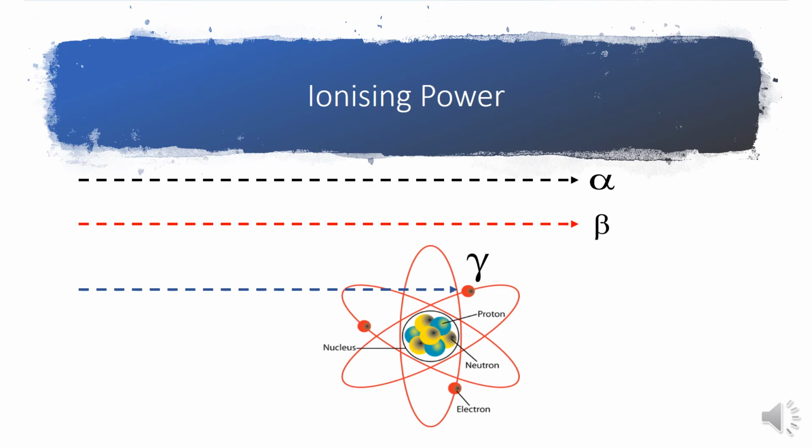So here we can conclude that alpha has the highest ionizing power and it has a large positive charge, so it can cause ionization even when it is quite far from an atom. Beta is the next best with a moderate one, and lastly is gamma ray with low ionizing power.